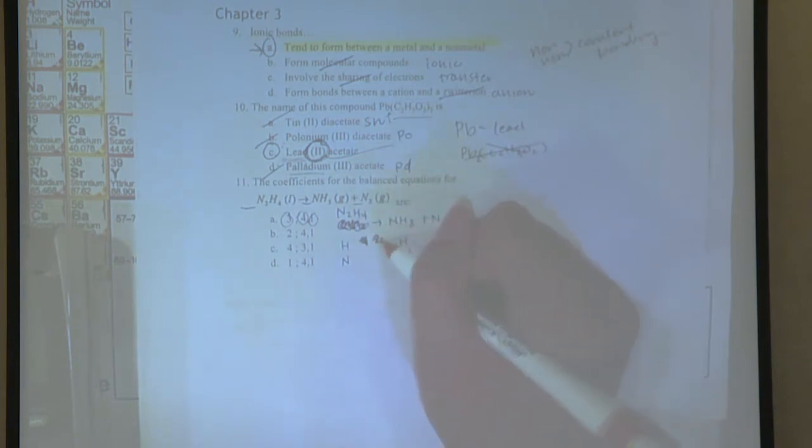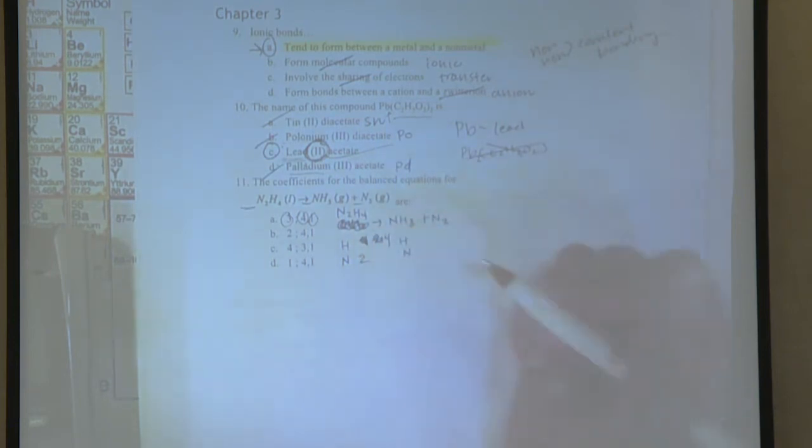I do have 4 hydrogens, and I have 2 nitrogens. And here I have 3 hydrogens and 3 nitrogens, right? So where do I start from here?